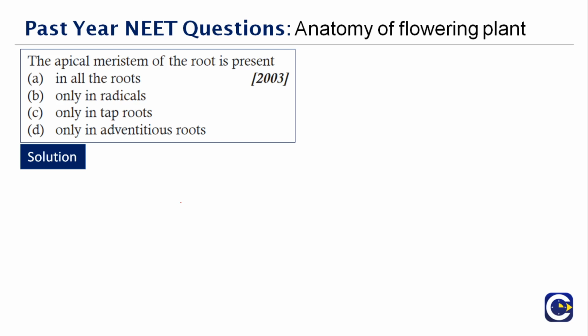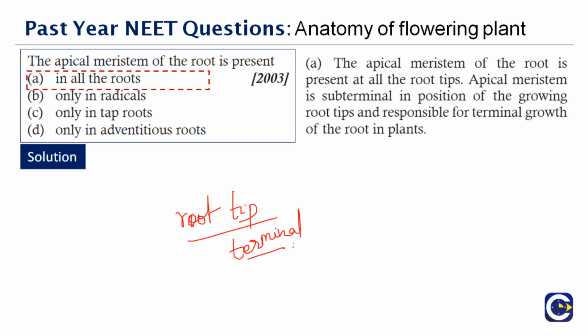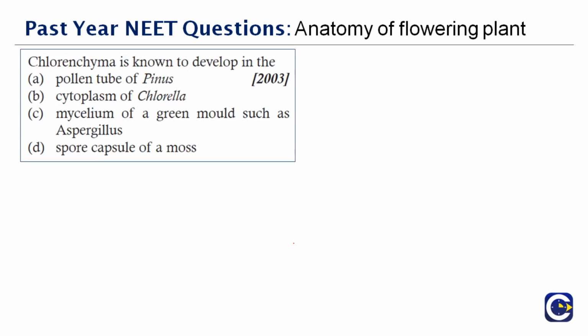So where is it present? In all the roots, especially the root tips, because we always talk about the terminal part when we talk about apical meristem. Here you have to remember that it is growing in the root tips, and it is also responsible for the terminal growth of the root in plants. Therefore the correct answer is option A. Easy question, right?